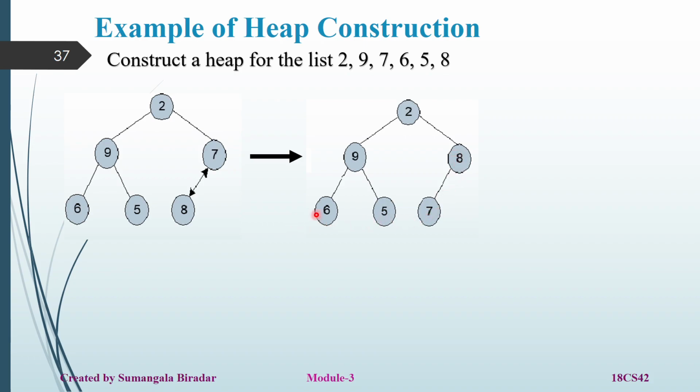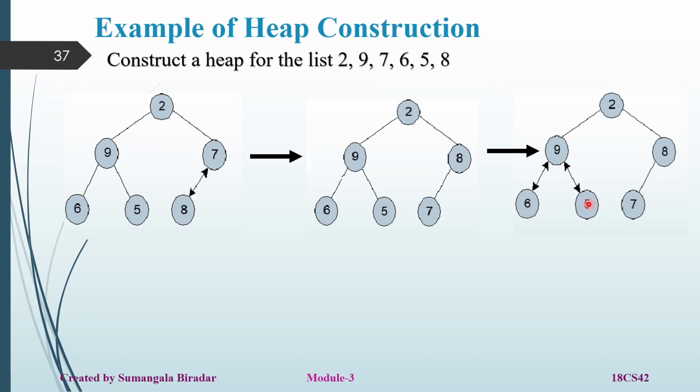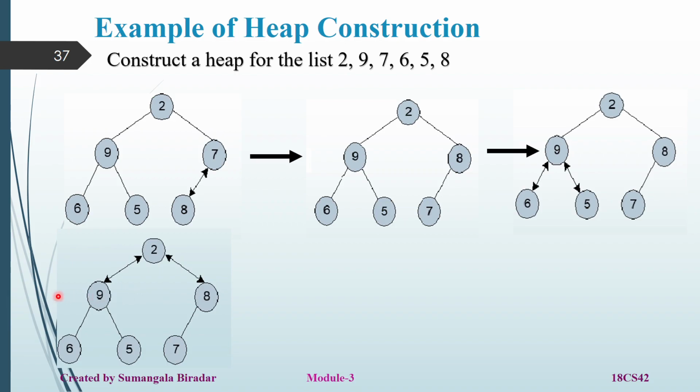First you have to start with the last level and the last node. For this node, you are done with the changes. Next, you have to check for the 6 and 5. 6 and 5 are child keys. For this one, 9 is the parent key, as 9 is greater than 6 and 5. As it is satisfied, next you have to go to the next level, that is your middle level.